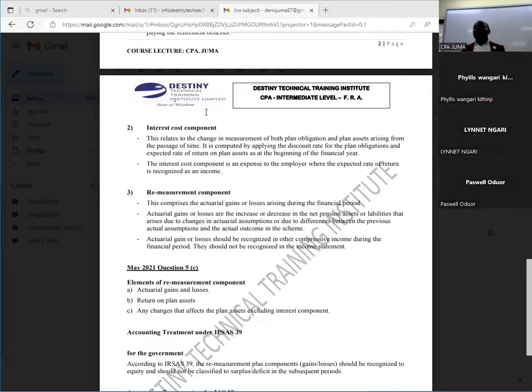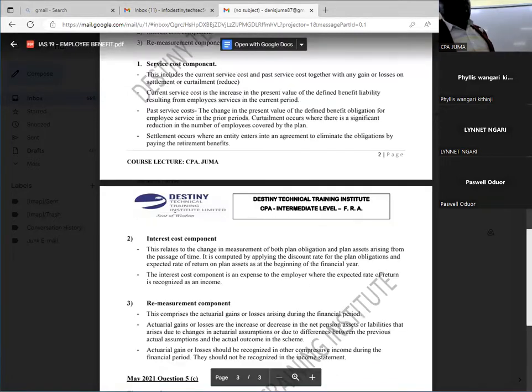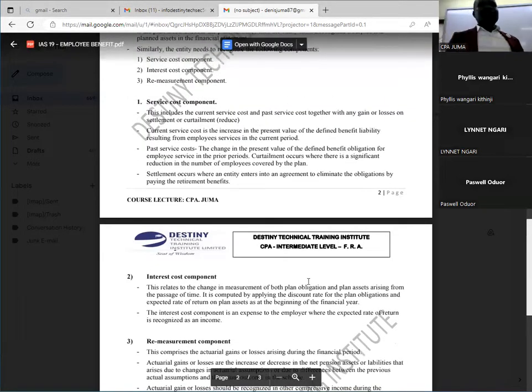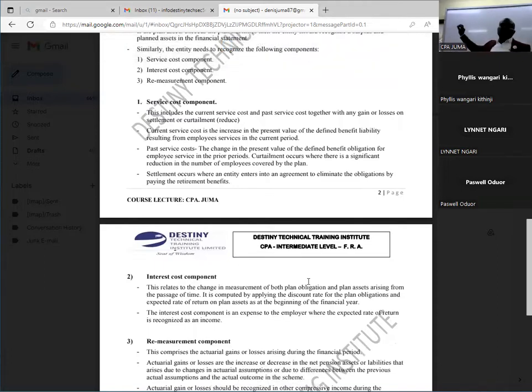Okay, so we are going to answer it down there. They were asking the elements of the remeasurement component. The elements are three. We have the service cost component. So when you will be doing those workings, you need to capture all those components: the service cost component, the interest component, and the remeasurement component.